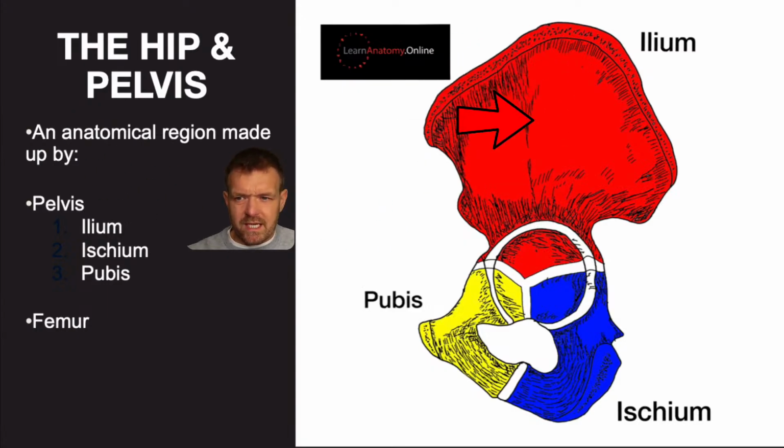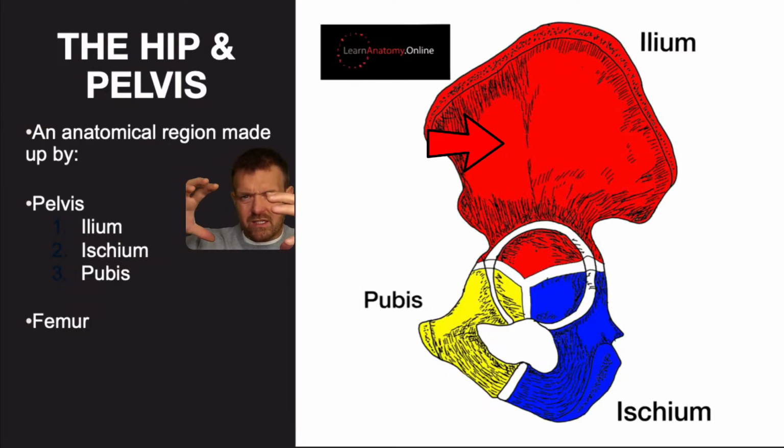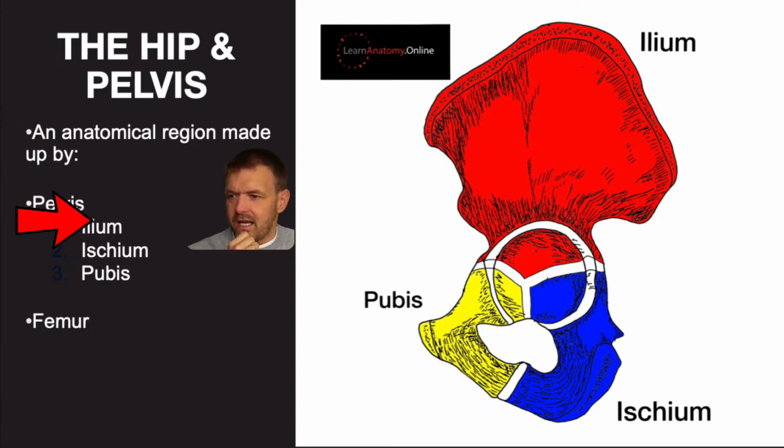So we've got this red region here at the top. This is your ilium, or ilia if it's the two of them, and that basically just means wings. Obviously this is a side-on view, but when we have a look from the front on, they do look like wings coming up into the abdomen region. So we've got the ilium.